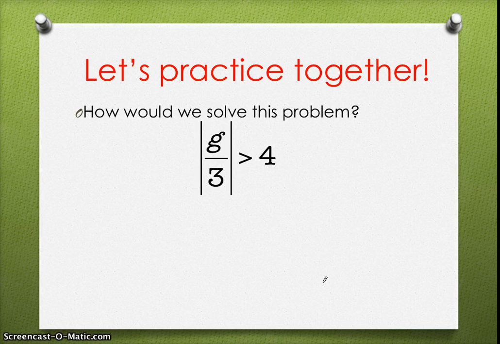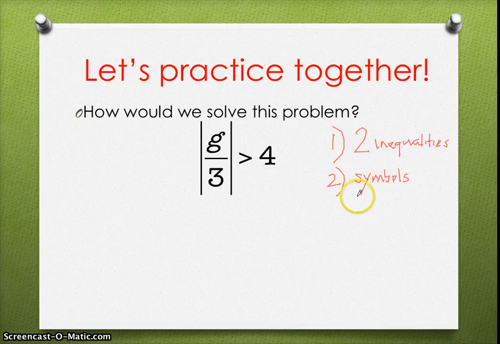I would like you to go ahead and practice and give a shot at this problem. We have the absolute value of g divided by 3 is greater than 4. I want you to think about two things. The first, what are my two inequalities? What are my two separate situations? And the second thing I want you to remind yourselves is, how are the symbols in your two equations? And how are your signs? Are they positive or negative?